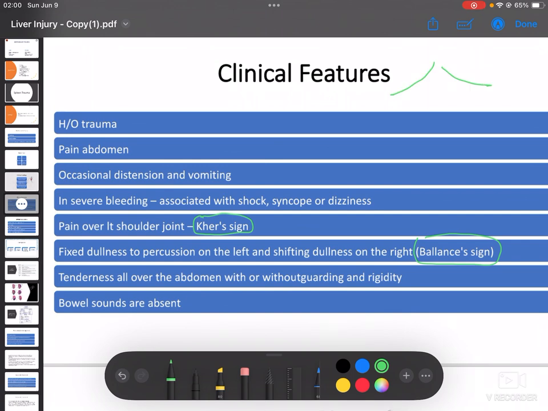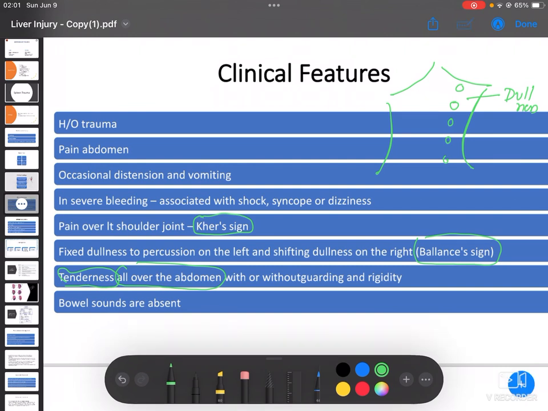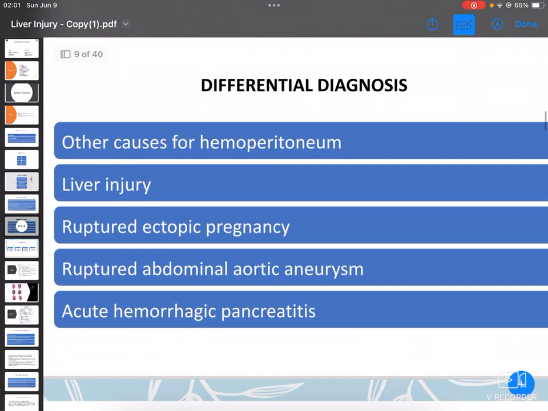If we start the percussion here, there is dullness. Then there is shifting dullness on the right. Then there will be tenderness all over the abdomen, with or without guarding and rigidity. This is a very important feature. There may be guarding, there might be no guarding, but there may be rigidity. And a very important feature: bowel sound is absent.